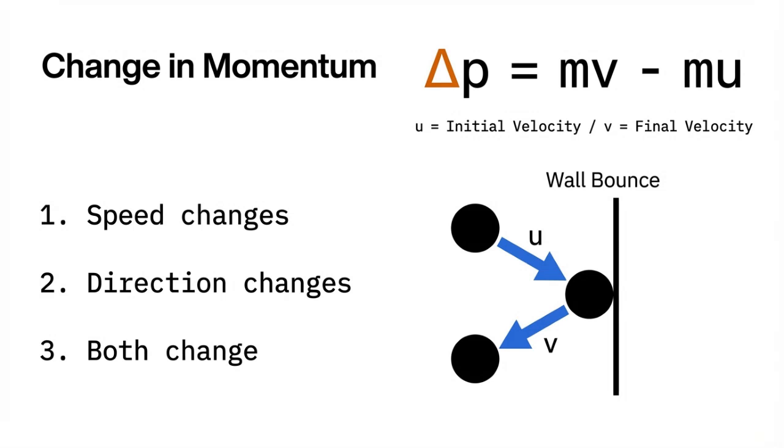When an object, like a ball, bounces off a wall, its momentum changes in one or more ways. This could happen because the speed changes, the direction changes, or both speed and direction change together. For example, if the ball hits the wall and bounces back, its direction reverses, and possibly its speed changes as well, which results in a clear change in momentum. This concept helps us understand how forces affect moving objects over time.